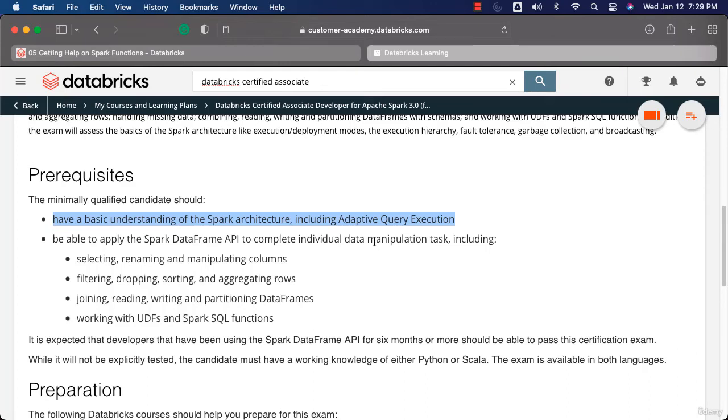That being said, these are the prerequisites with respect to the exam. The content is created based upon these prerequisites. Make sure you go through the content and be prepared to take the exam.